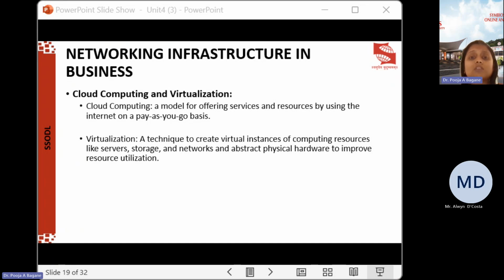Then there is virtualization. It is a technique to create virtual instances of computing resources, like servers, storage, and networks, and to abstract physical hardware to improve resource utilization. It allows several virtual machines or virtual networks to run on a single physical server or hardware infrastructure. So we can say that this is all actually about the network infrastructure.